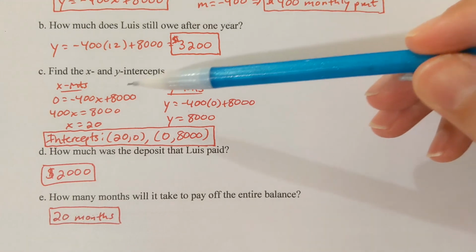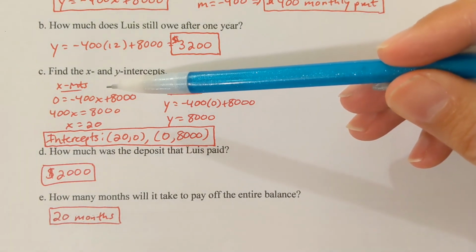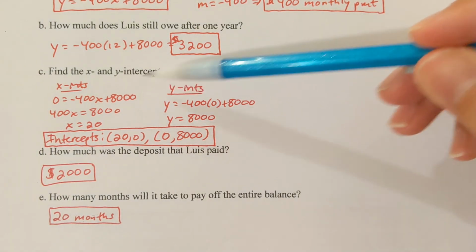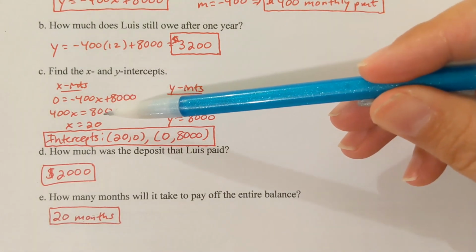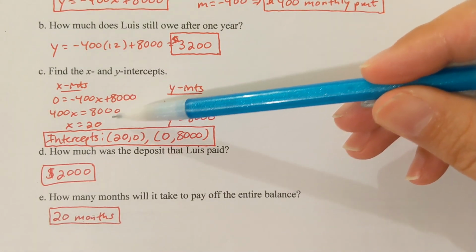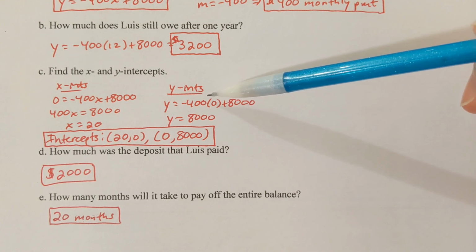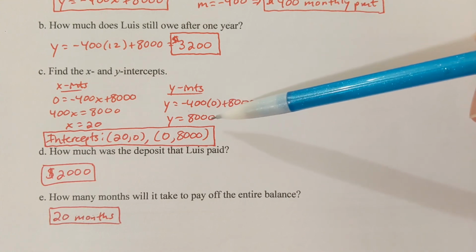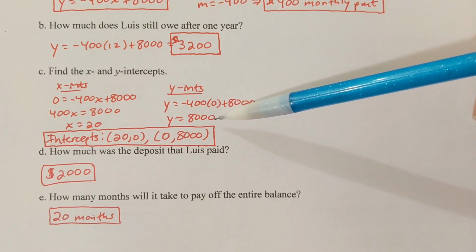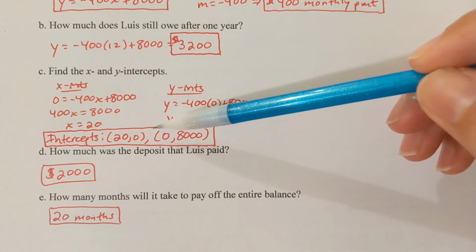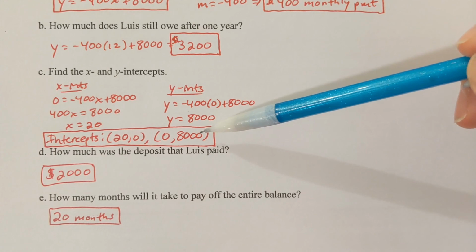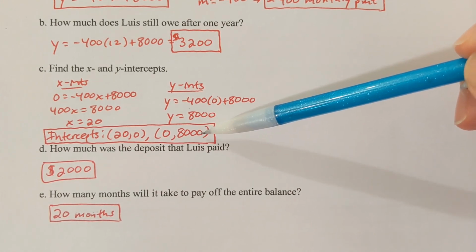Okay, find the x and y intercepts. The x-intercept is found by letting y be 0, and when I let y be 0, I get x equal 20. When I find the y-intercept, I let x be 0, and I get y equals 8,000. So (20, 0) and (0, 8,000) are the 2 intercepts there.